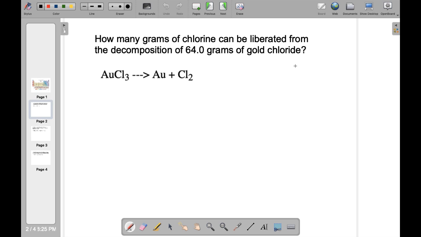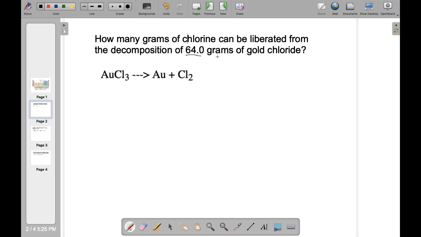It's a common sort of problem that you will find in books or on worksheets. Let's go ahead and read it. How many grams of chlorine can be liberated from the decomposition of 64 grams of gold chloride? Now, when you first read this, your brain tends to shut off because you say, what did I just read? But let's just look at this a little bit closer.